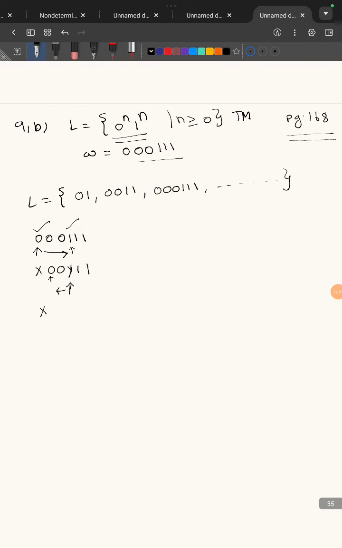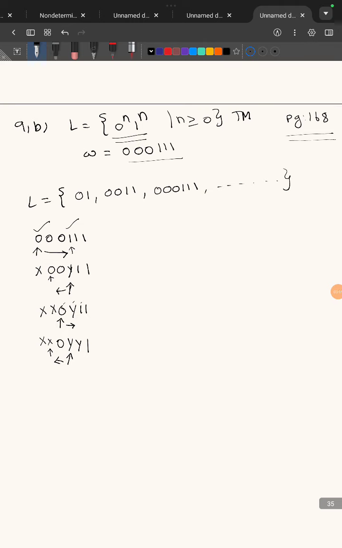Once again we change the 0 to x, and the pointer will be here. Now we travel towards the right-hand side and check whether there is a 1 existing for the 0 that we converted to x. Once it finds the first 1, it converts that to y. After that, the pointer starts traveling to the left, and we keep on traveling left until we find this x.